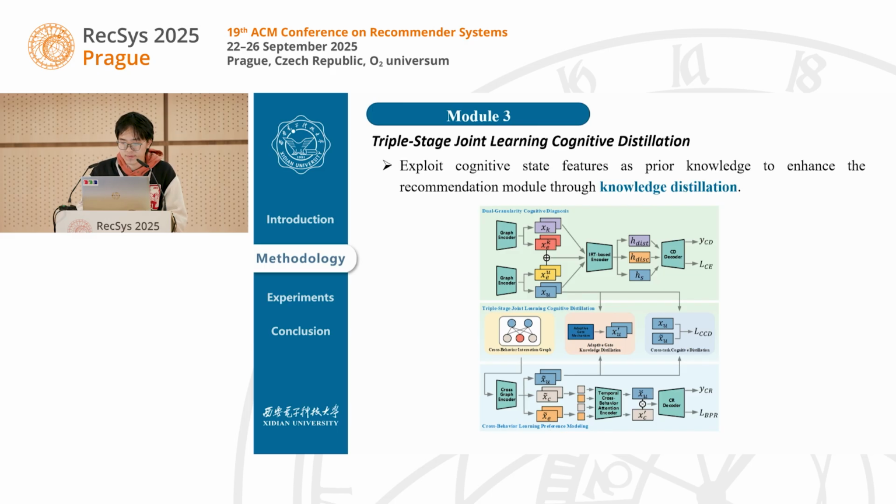And then we use a cross-stack cognitive distillation part to use the students' representations from the cognitive diagnosis component as prior knowledge to lead the course recommendation part, thereby putting more of the learners' cognitive states in to help us better find out the learners' learning needs.